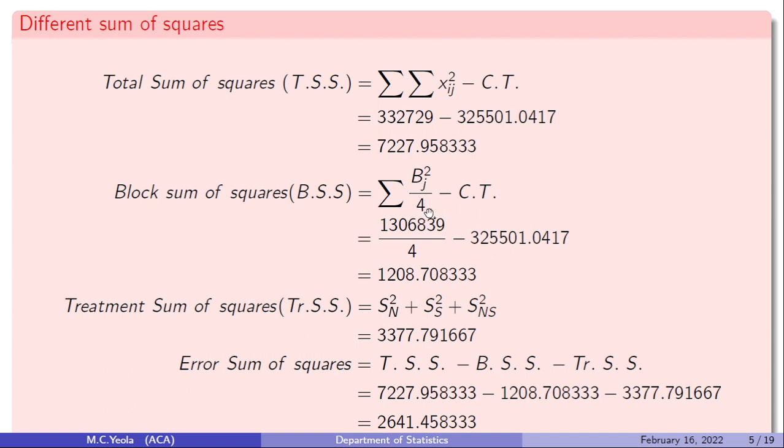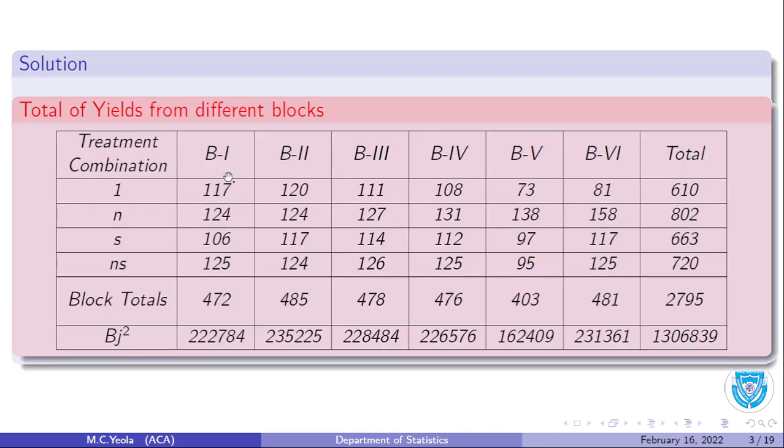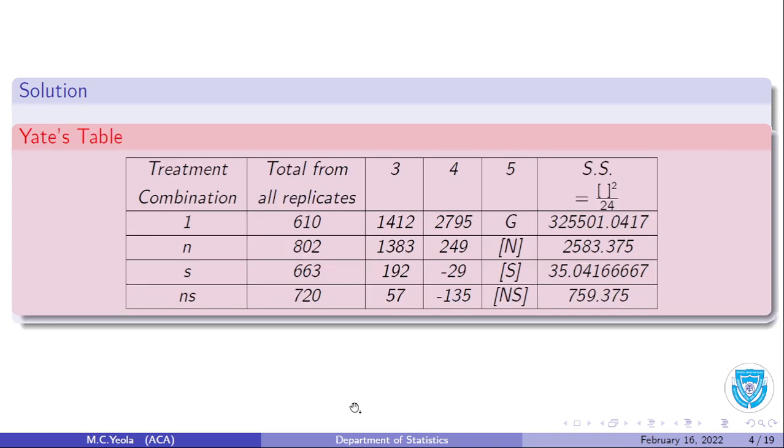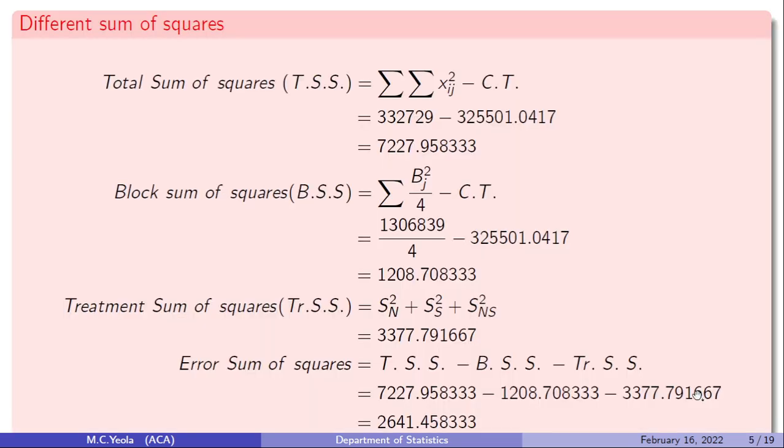Block sum of squares can be obtained by summation of bj square upon 4 minus CT here. Why is this divisor 4 here? Because while obtaining these block totals, what we have done, we have added the 4 values here. See this block total, when we have obtained this total, we have added these 4 values. So because of that, that divisor we are having as 4 there. So how we are getting that value? Summation bj square means this value we are having divided by 4. See that value copied here, divided by 4 minus CF, and that is this value, or CT is this value. Take the division and subtraction, we will get this value.